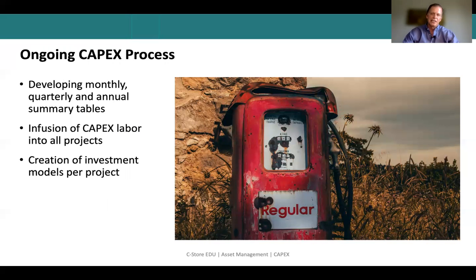The ongoing process should be that the capital committee gets together every month. You're looking at quarterly projections, and you're looking at annual projections, even to the end of the calendar year. You may also want to consider utilizing cap labor in your projects, much like a general contractor, where the cost of his labor and management is built into the cost of building a home. And then you have investment models per project. That's important, because after all of these projects are done, you can see which ones return what you thought they were going to return.